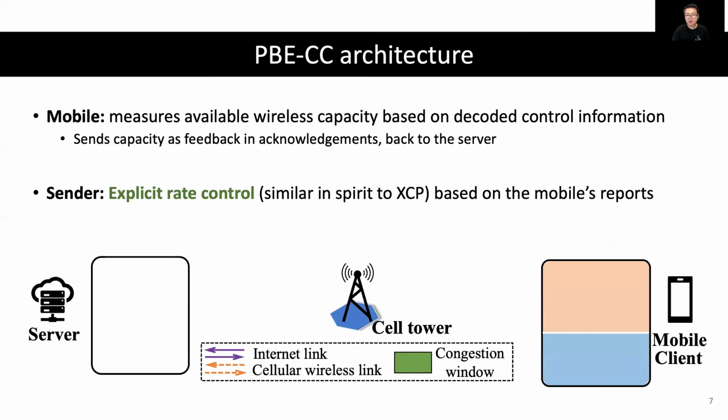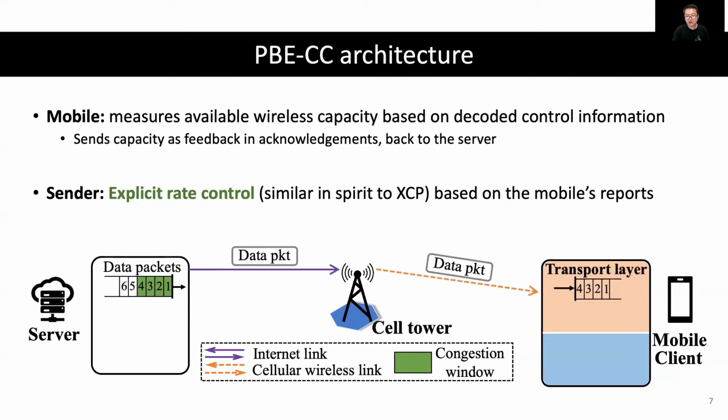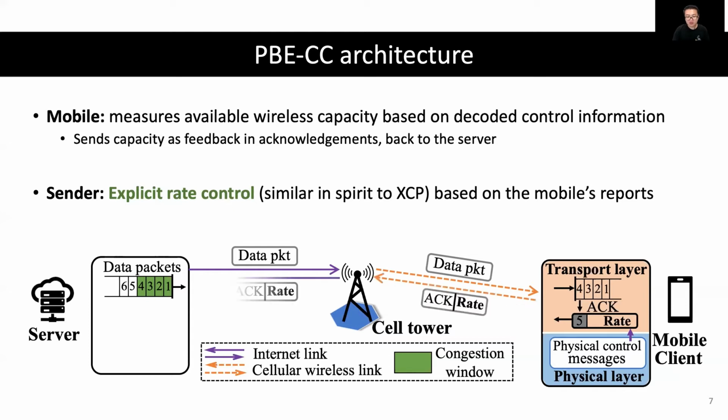Based on our observation, we propose PBE. The architecture is given in this figure. The server sends data to the mobile client, and the mobile client estimates the capacity of the cellular link based on the physical control messages and feeds it back to the server. The server extracts the feedback and matches its sending rate to the estimated capacity.